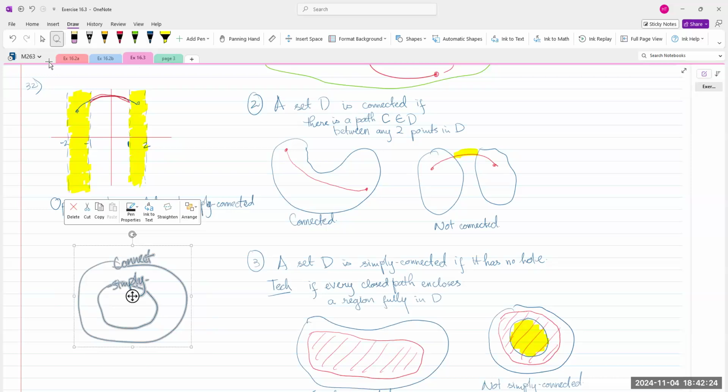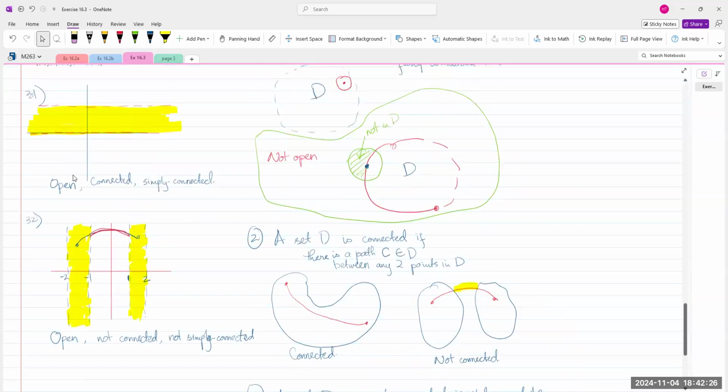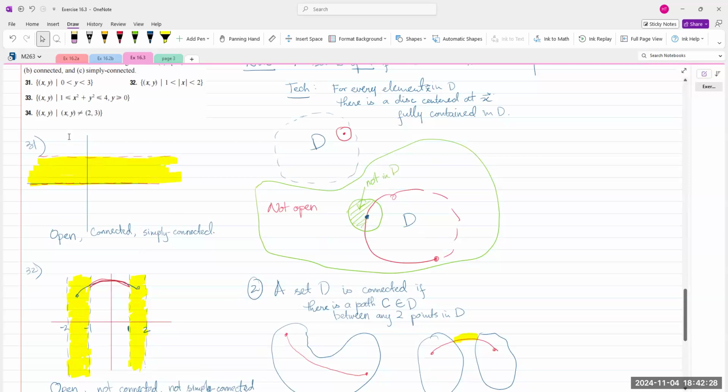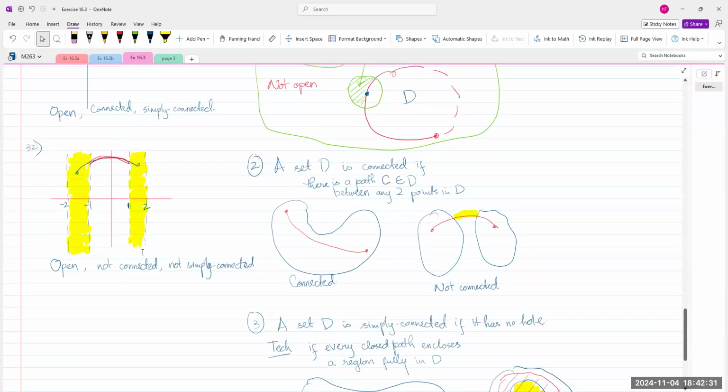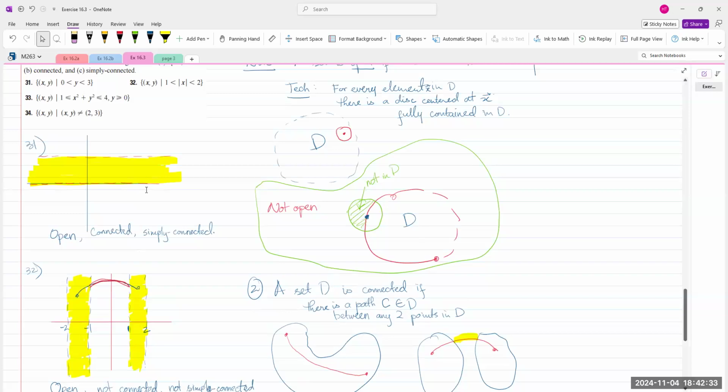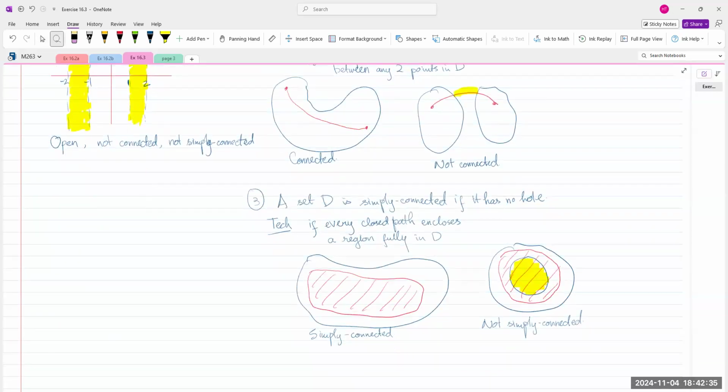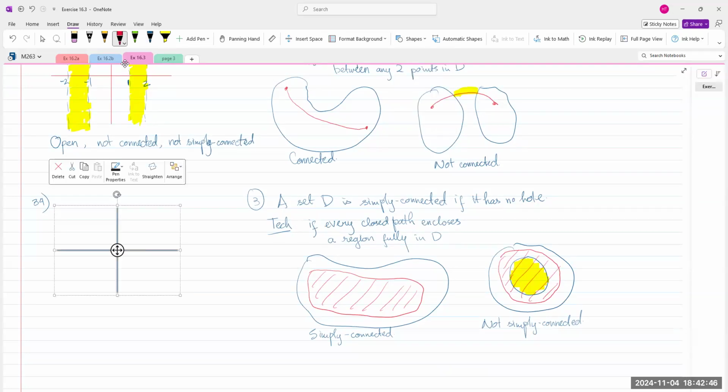As for number 32, let me jump to number 34. Number 34, that's basically the whole plane except 2, 3. So this is the point that we exclude. Everything else is okay.